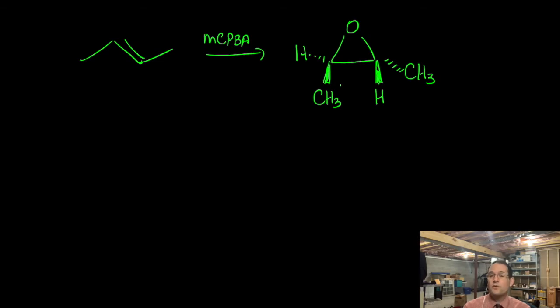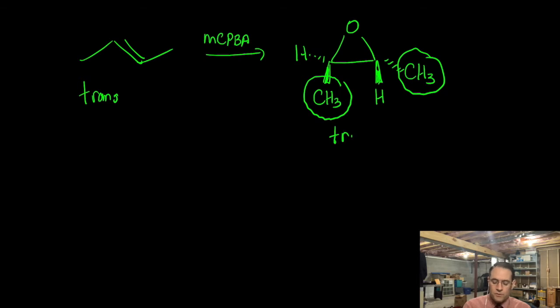Okay, so remember, trans, when you're talking about a ring system, means that the two groups are on opposite sides of the ring. And in this case, they're on opposite sides of your computer screen. So if you start with a trans alkene, you form a trans epoxide, okay? And this trans isomer has the enantiomer that's also formed. Okay, the enantiomer is formed, and that's a mirror image, okay?